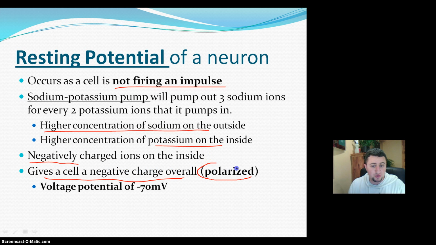And what do we call that negative charge? We call that being polarized. And so the cell, at any given moment, is negative on the inside. It's polarized, and it has a voltage potential of negative 70 millivolts. So it has the potential to produce volts.